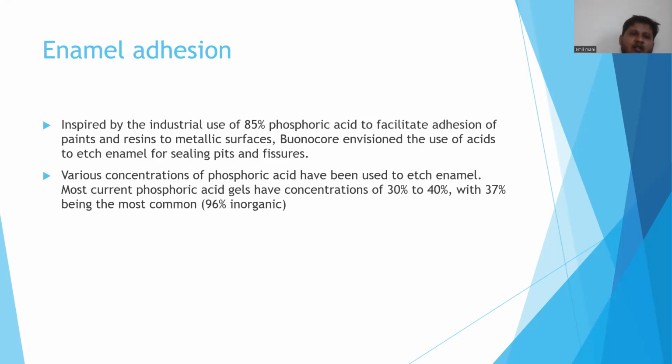Enamel adhesion. It was inspired by the industrial use of 85% phosphoric acid to facilitate adhesion of paints and resins to metallic surfaces. Buonocore envisioned the use of acid to etch enamel for sealing pits and fissures. Various concentrations of phosphoric acid have been used to etch the enamel. Most currently used phosphoric acid gels have a concentration of 30 to 40%, with 37% being the most common.